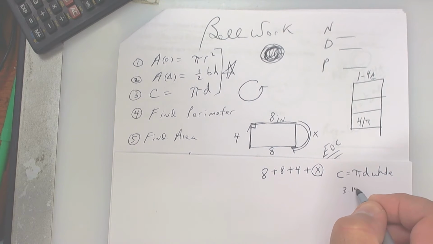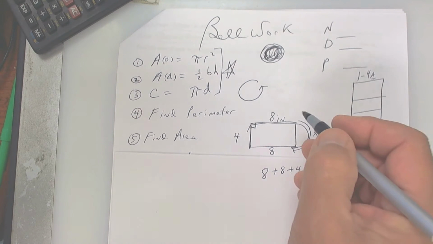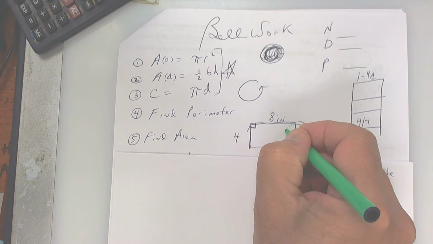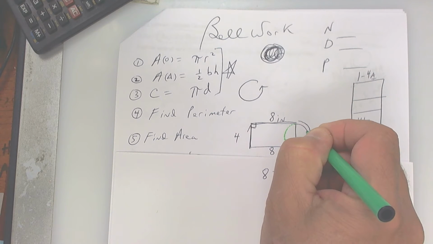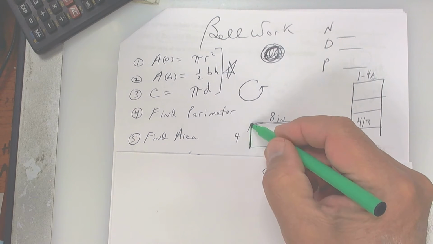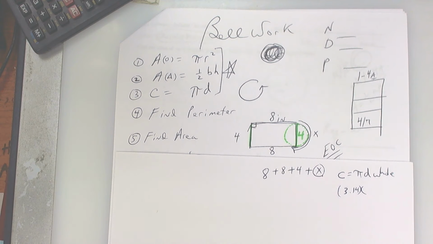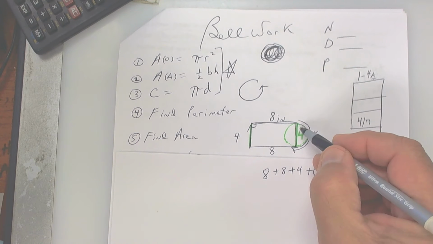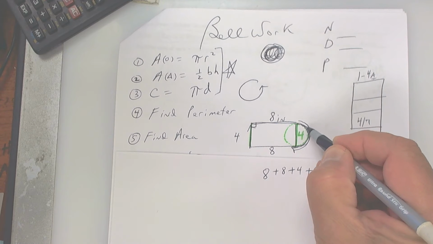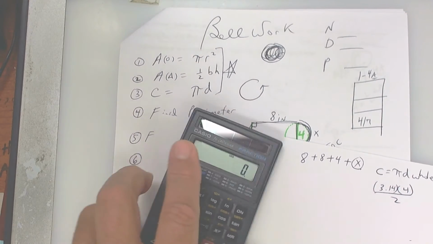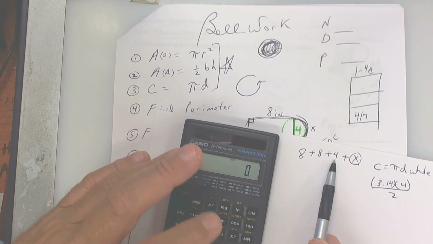So you're going to take 3.14 times the diameter. So if you imagine this as a full circle, like this, you can see that this would be your diameter. So the side of the rectangle, which is 4, is also the diameter of that circle. So it's going to be times 4, but you want to divide by 2 because you only want half of it. Half of the circle here. Okay? So you get your calculator and you just start adding. 8 and 8 is 16, plus 4 is 20.